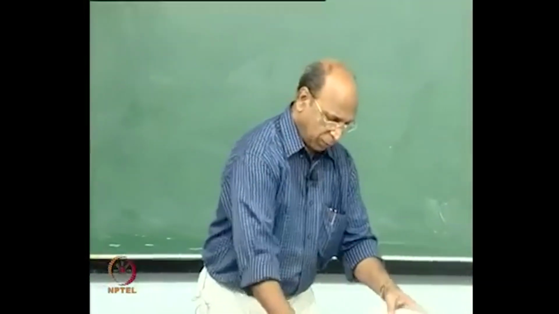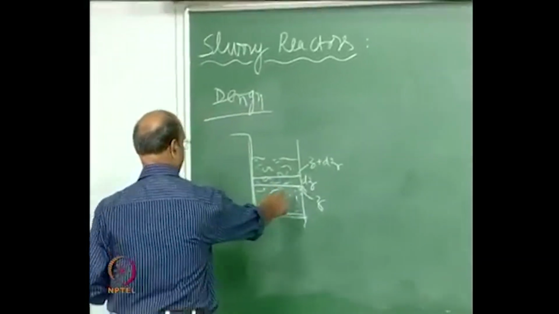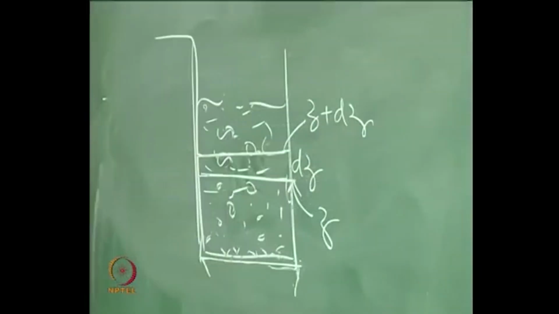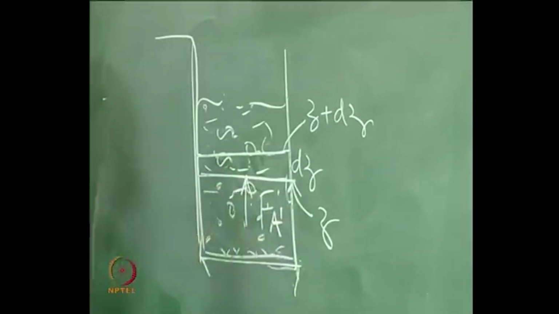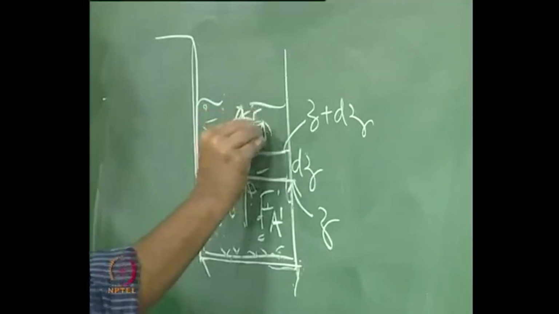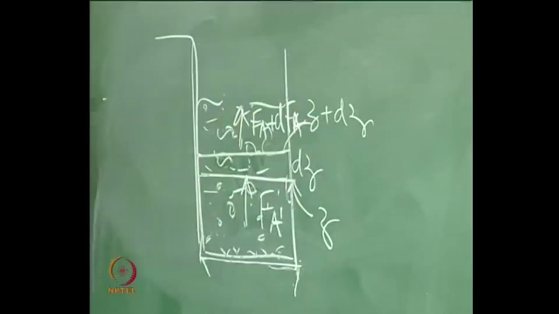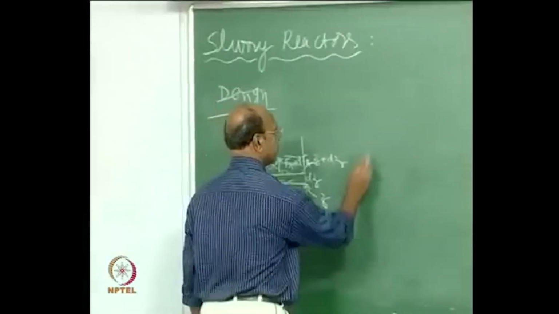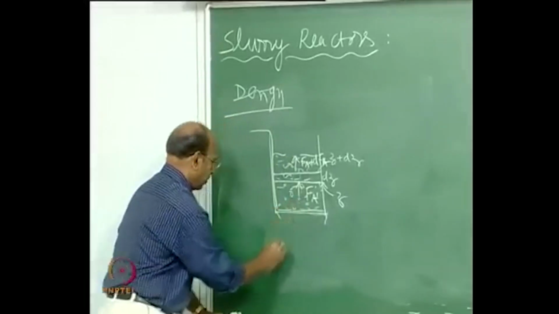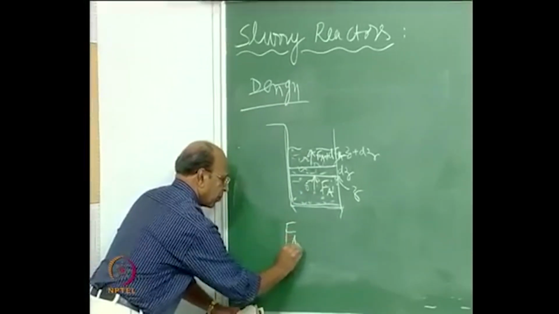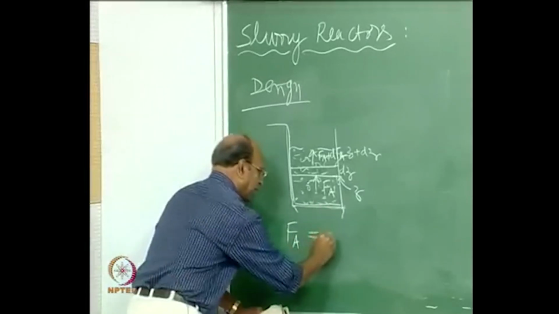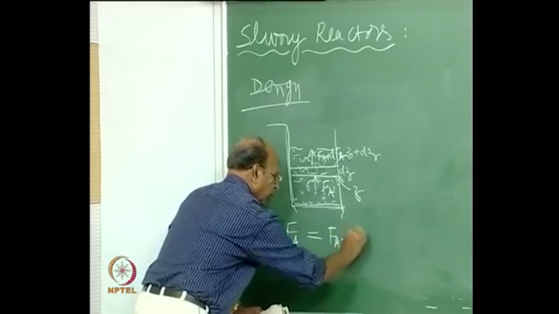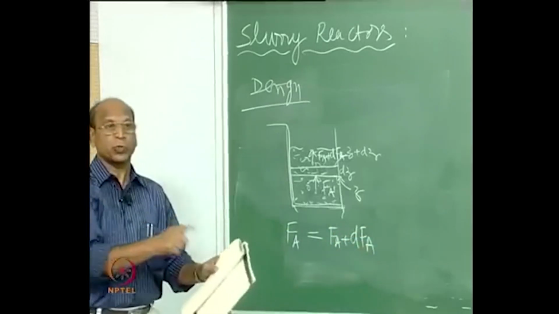So, in a simple manner, if I have cross sectional area A, in our normal ideal plug flow fashion, FA plus dFA. Now I have to write the material balance. Moles entering will be FA. Input equals output, which is FA plus dFA. Please remember, it is moles per second all the time.